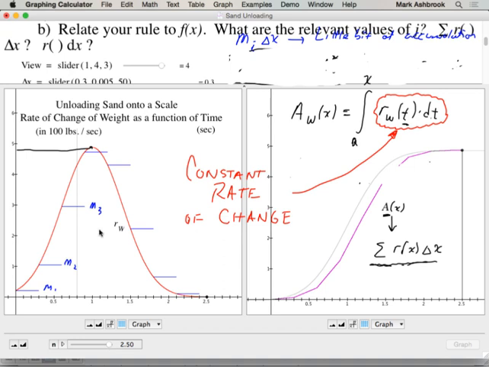In the left graph, whenever we did this rate times delta x, that also happens to be the area of what? Rectangle, right? Delta x being the base, and the height being the rate on the left side. So that's the y value of this function, and that's r of x for this rate, right?